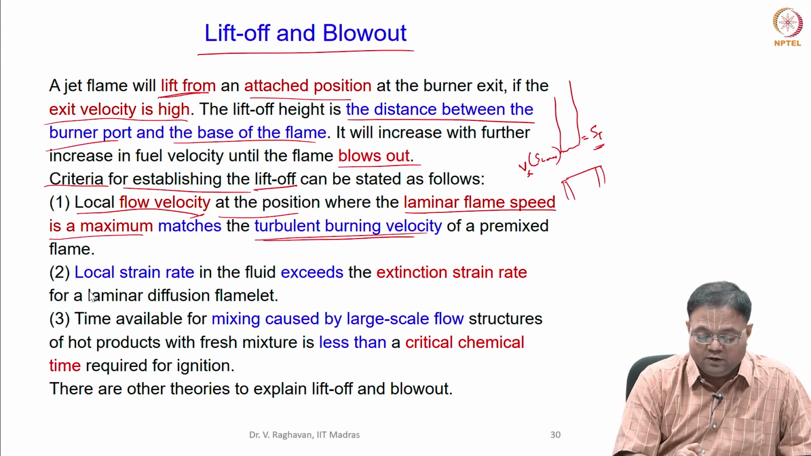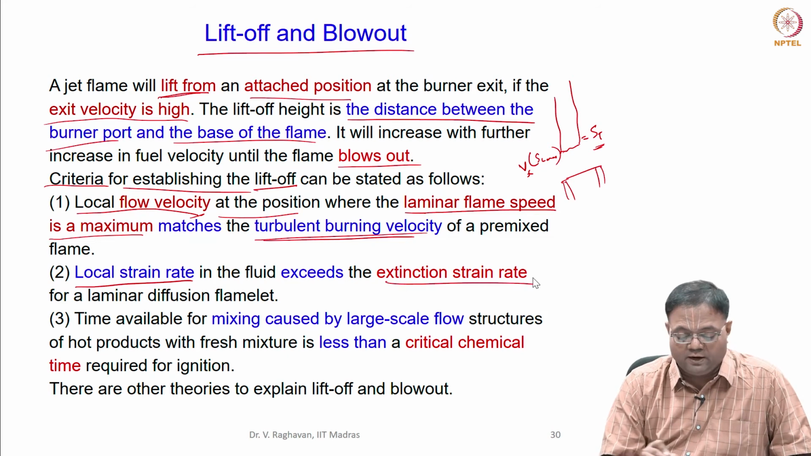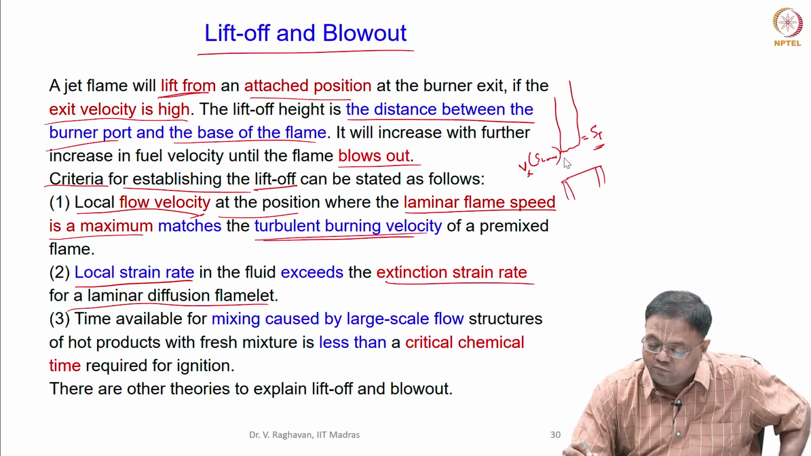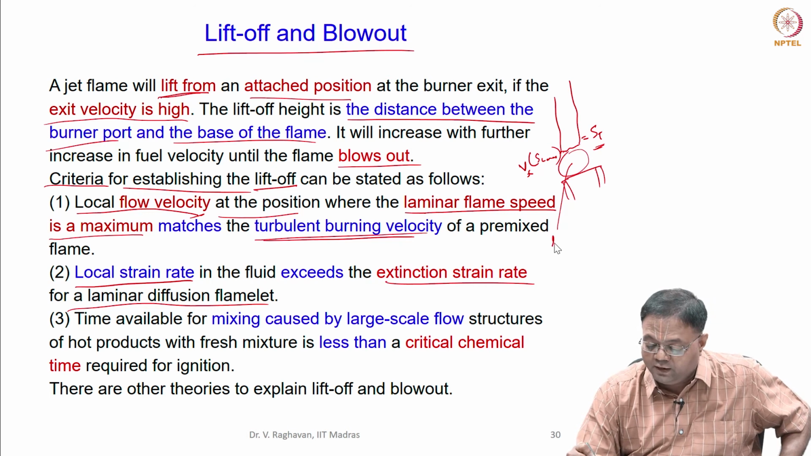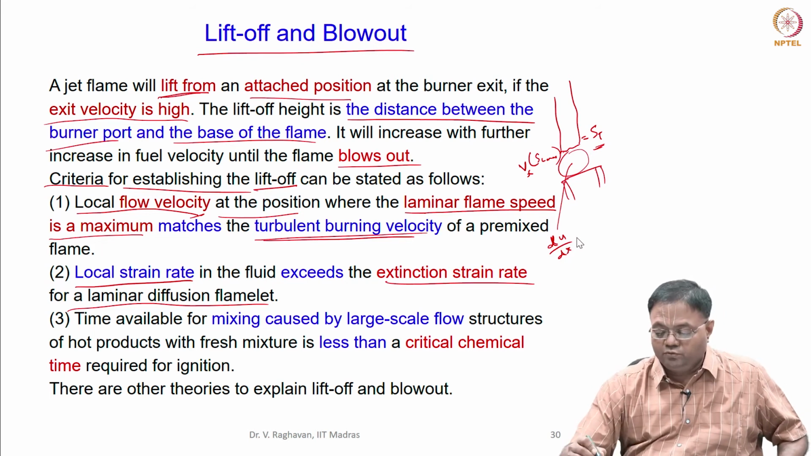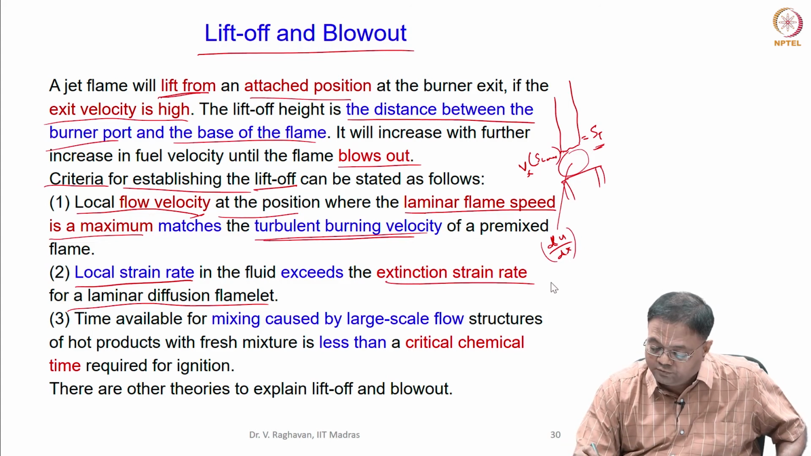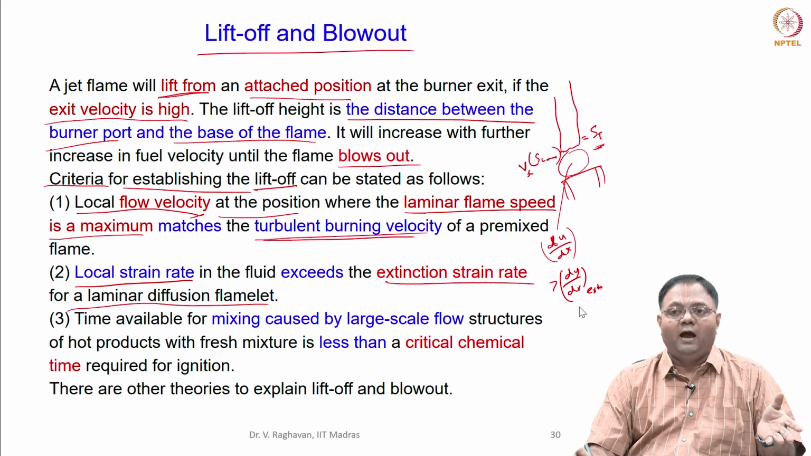Then the second concept is that the local strain rate exceeds the extinction strain rate of a laminar diffusion flamelet. Till this point, what happens? Till this point where the flame has this, the local strain rate, that is strain rate, can be a velocity gradient like this. So this is the strain rate. The local strain rate basically exceeds the extinction strain rate, so this is greater than du/dx extinction. That means at that strain rate the flame will surely not be anchored there.